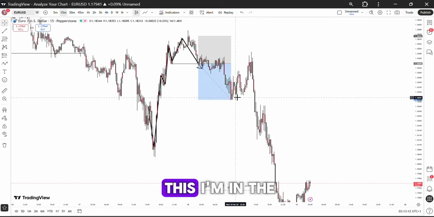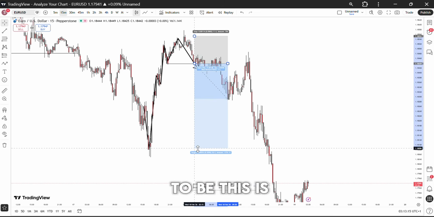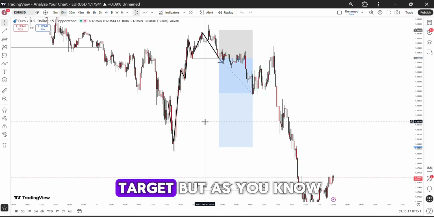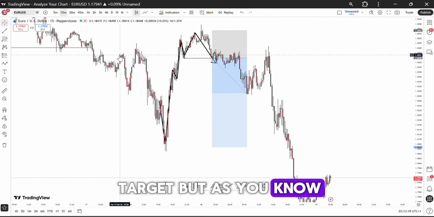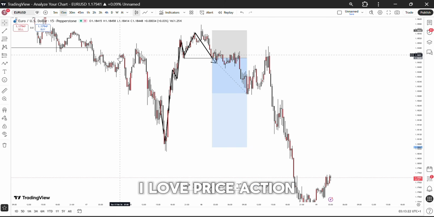and then I target this line in the first place. But I don't set a TP. This is my initial target. But as you know, I love price action.